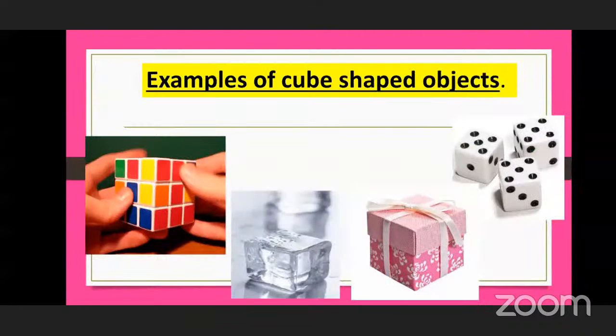Now these are the examples of cube-shaped objects: Rubik's cube, ice cube, gift box, and dice.